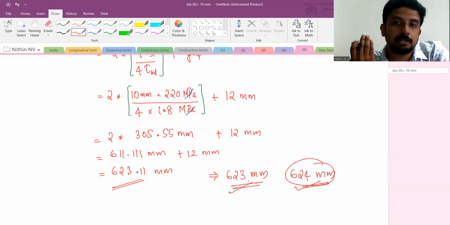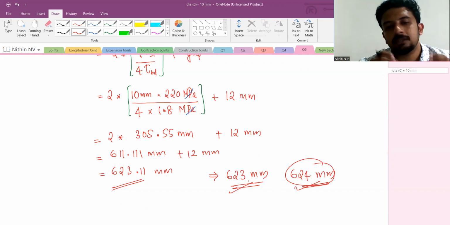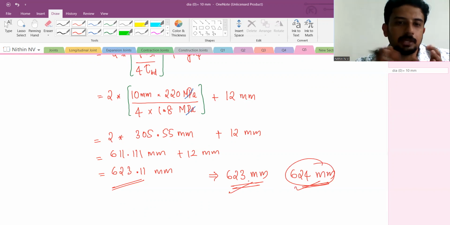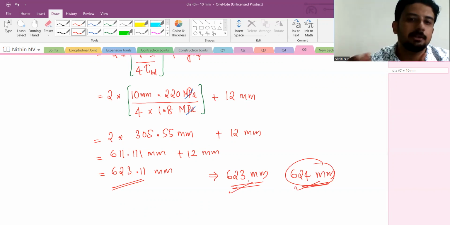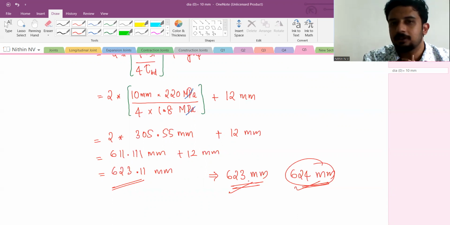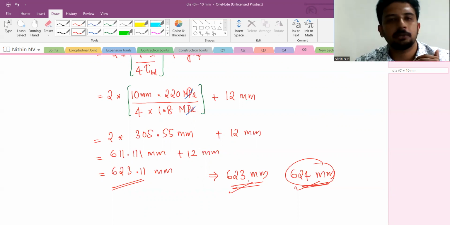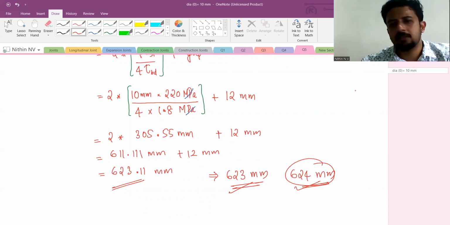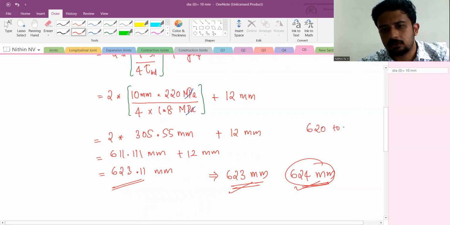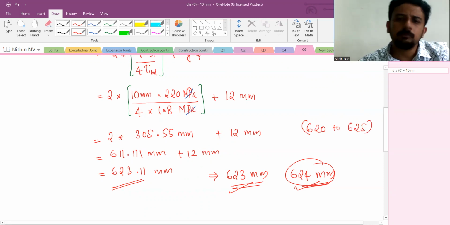Why is 624 logically the right answer? Because minimum we should have 623.11 mm, meaning 0.11 mm is also required. So 623 mm means 0.11 mm less, and that is not okay for us. Understood? We need to give at least 623.11 mm, so more than that only we need to provide. Minimum is this much. So 624 is logically correct, but whenever they are giving the answer key, they may be giving some range like 620 to 625. Doesn't matter. Understood or not?